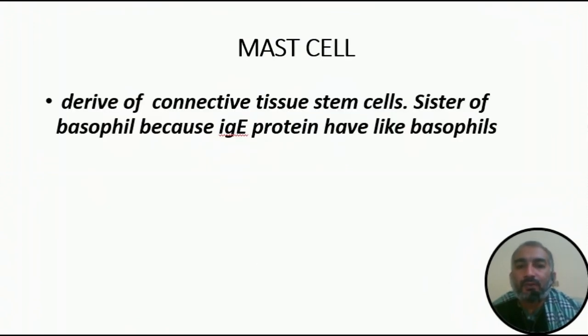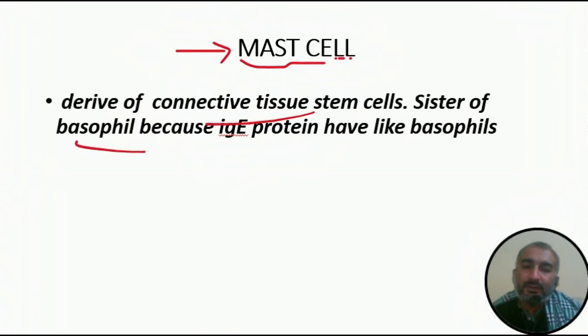So basophil, the next cell is the basophil, which is also called mast cell. That is derived from connective tissue stem cells, and another name for it is basophil, or it can be said that it is a sister of the basophil. Mast cells also have IgE protein like basophils.